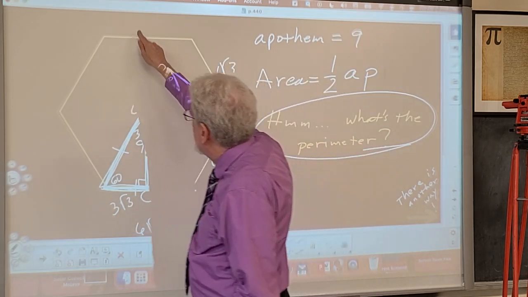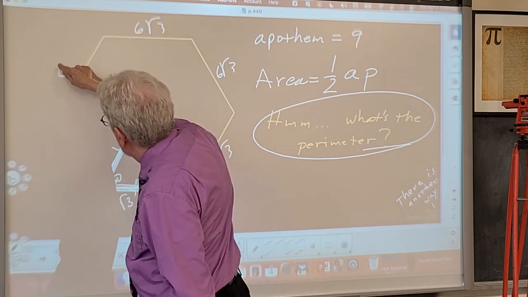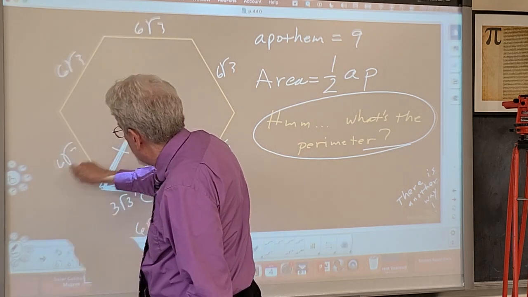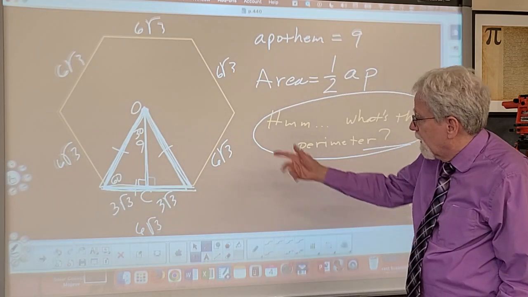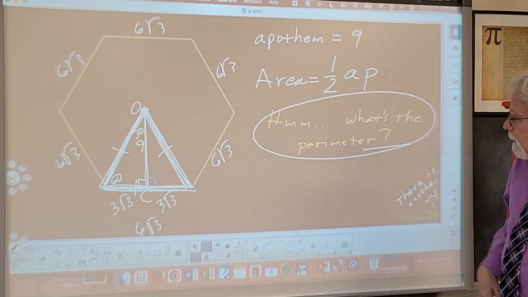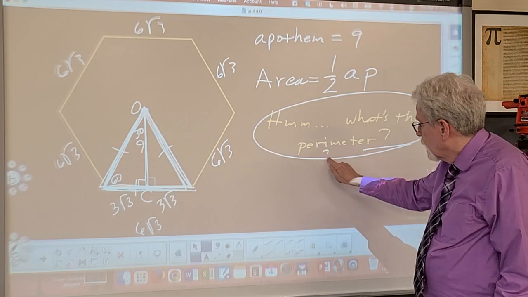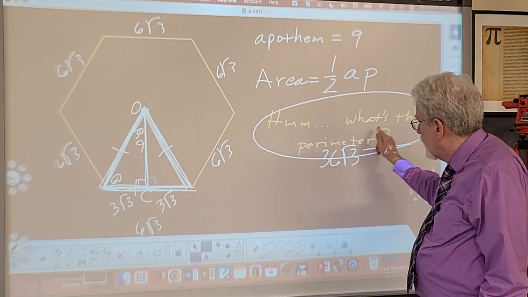It's regular, they're all the same. 6 square root of 3, 6 square root of 3, 6 square root of 3. Add them up, what do we have? We have 36 square root of 3. The perimeter is 36 square root of 3. That's the answer to the question.